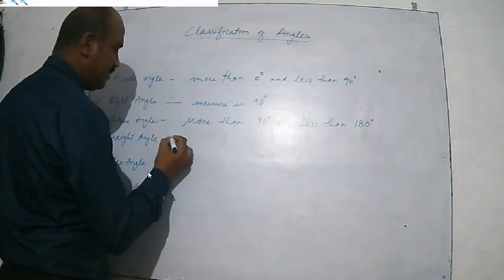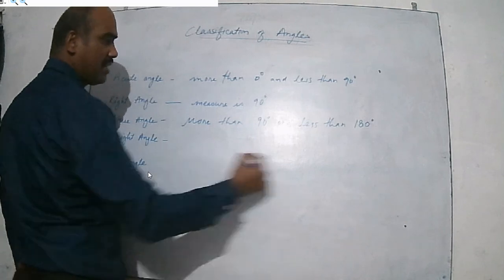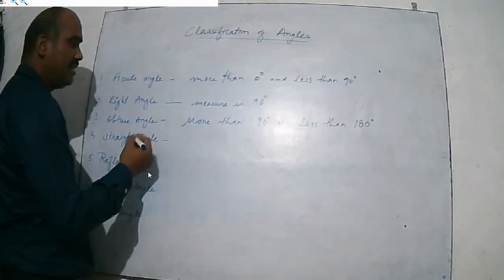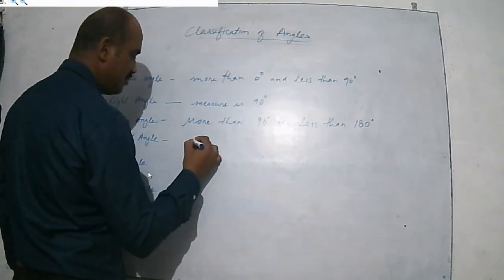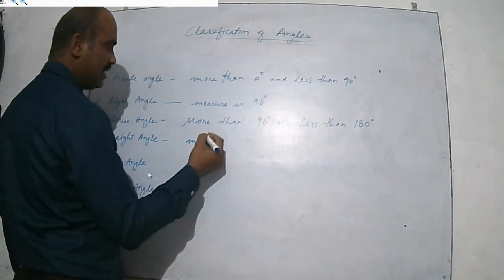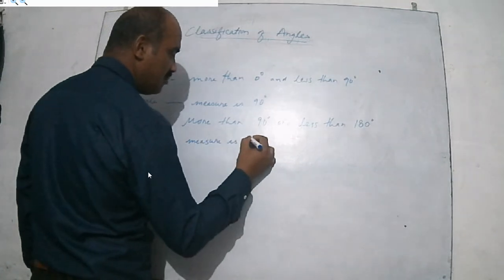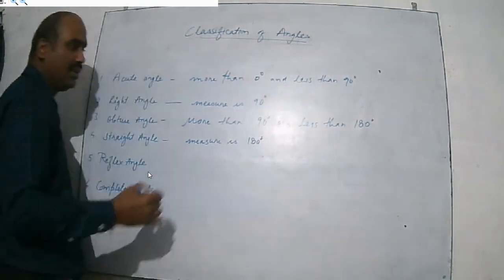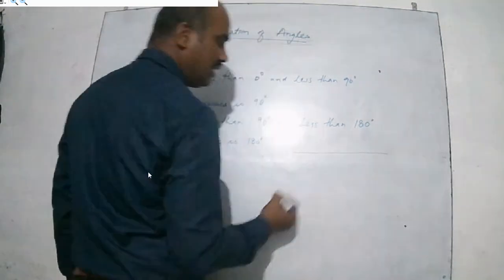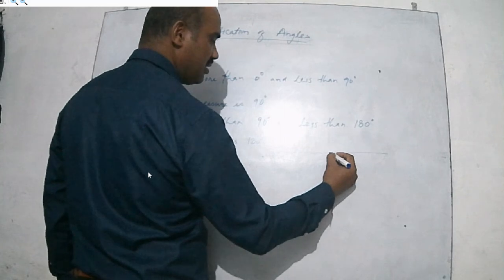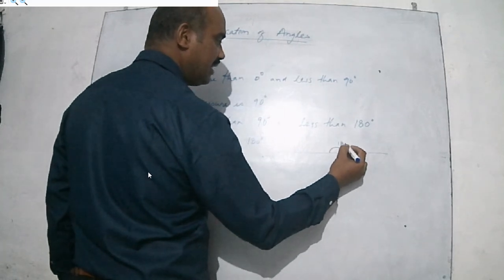In a straight angle, a straight line is there. Its measure is 180 degree. Suppose this is our straight line now. If we measure this line, then you get here 180 degree.